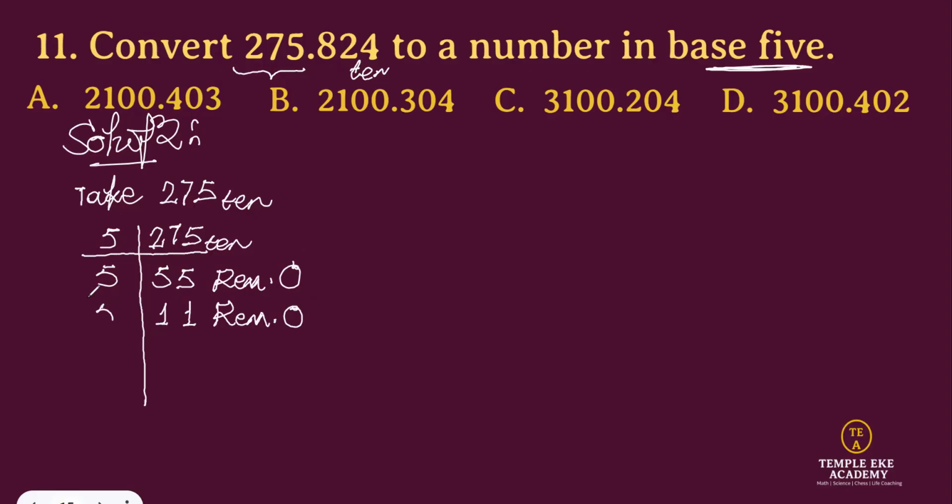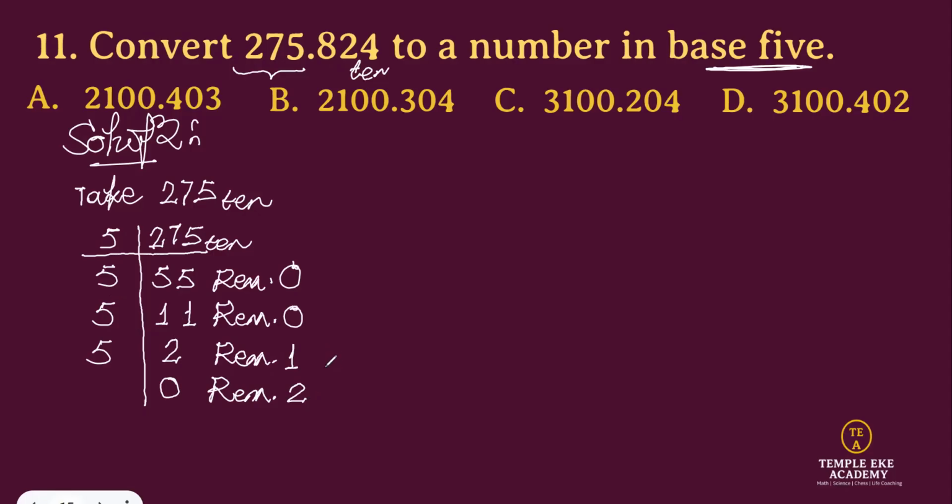Another division by 5. 5 divides into 11, that will be 2 times. Remainder 1. And finally, 5 attempts to divide into 2, and that's not possible, so we write a 0. And now that same 2 becomes the remainder. So remainder 2. That's right.